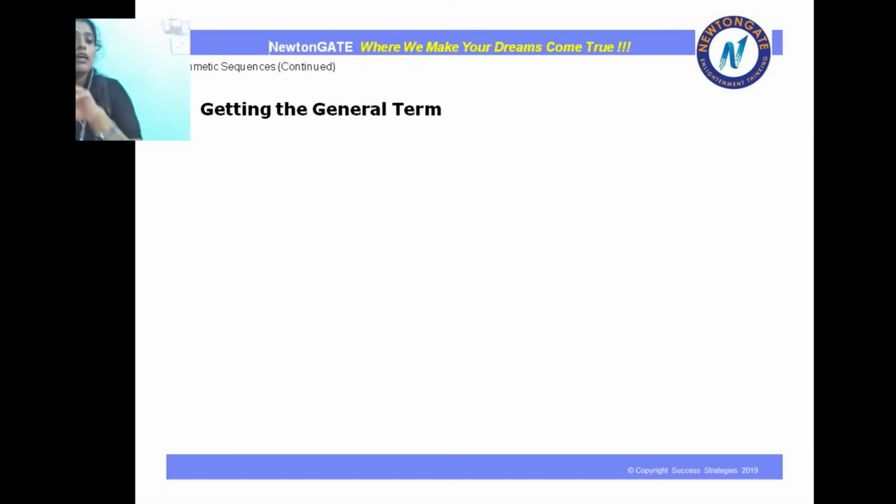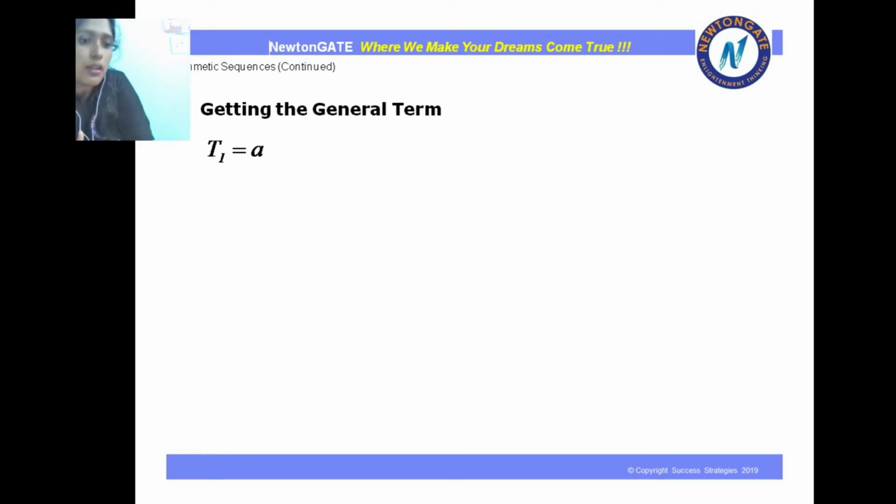See students, there are three important things to find in an arithmetic sequence. I always tell this. First one is A, the second is the common difference, and finally it is the n, that is the number of terms it will have. We will come to that in a moment. Let us see. Getting the general term.